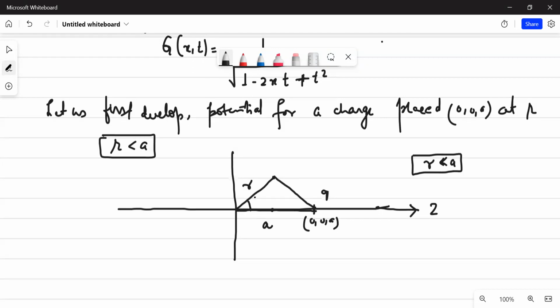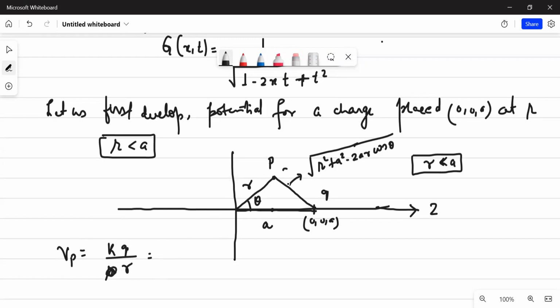So if this is theta, then I know that this particular side is given by root over r square plus a square minus 2ar cosine theta. Is that clear? You can do this using vector law, and you can also do it using the law of cosines. Is that clear till now? So what will be the potential at this point? Let me write the potential at the point P as simply KQ upon R.